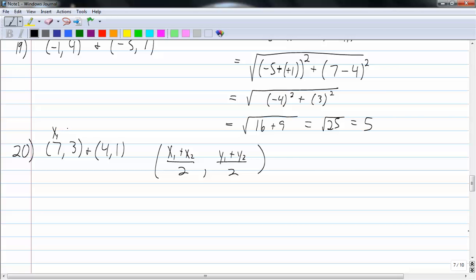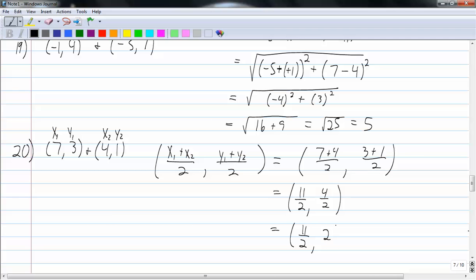Alright, so label your points. First point x sub 1, y sub 1. The second point x sub 2, y sub 2. And let's see what we have. X sub 1 plus x sub 2, that's going to be 7 plus 4 divided by 2. And 3 plus 1 divided by 2. So it's going to be 11 over 2 and 4 over 2. So 11 over 2 and 2. So the answer for number 20 is A.